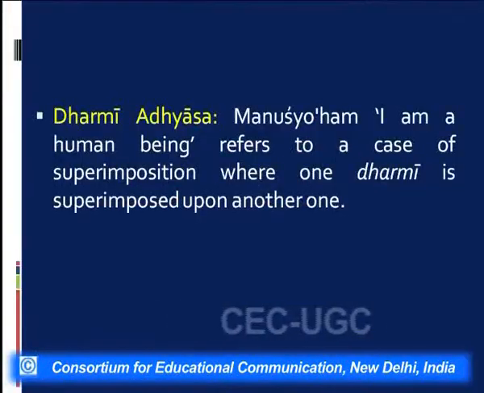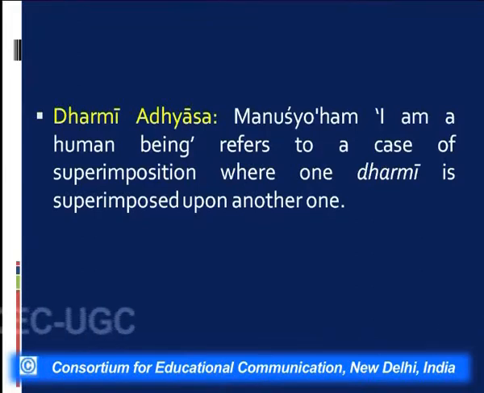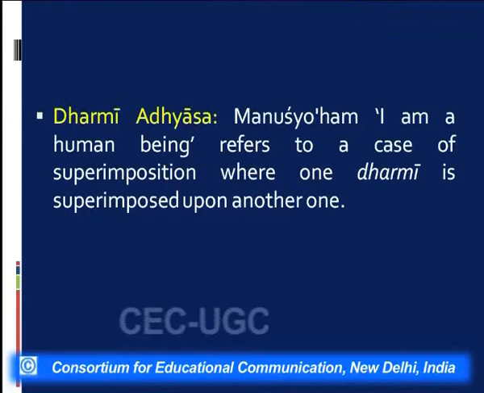So the next one, the last one, is dharmi adhyasa. Here we don't talk about dharma, meaning the attribute, but the dharmi, the thing of which it is an attribute. So here we are mistaken about the nature of the dharmi itself. So it would involve cases of defining oneself, somebody saying, I'm a human being. It refers to the case of superimposition, where one dharmi is superimposed upon another one.